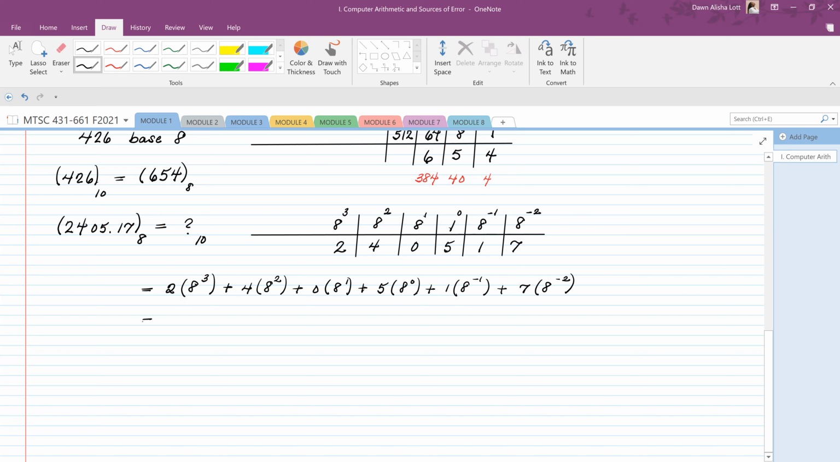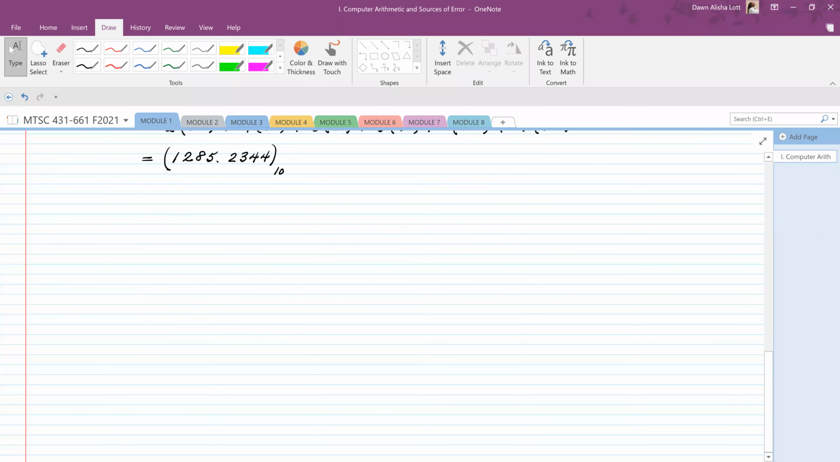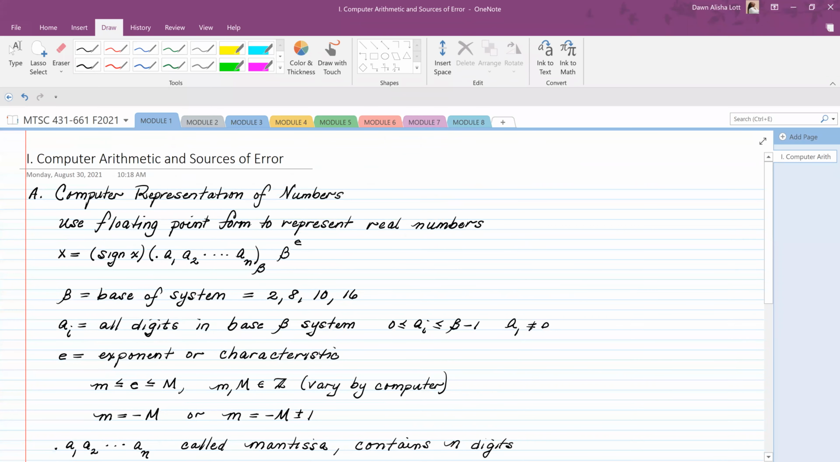And when you add all that up, you end up with 1,285.2344. And that's what we would see as base 10. Okay. So the computer holds things differently than how we think. All right, let's look at sources of error.